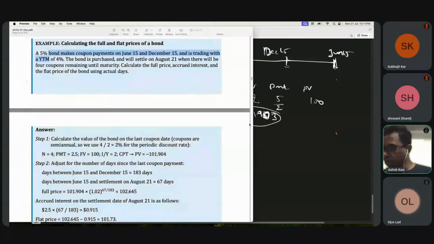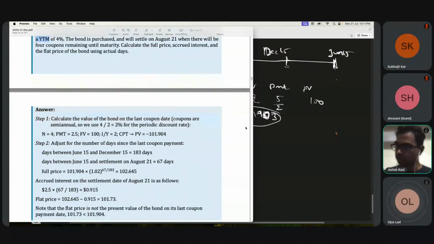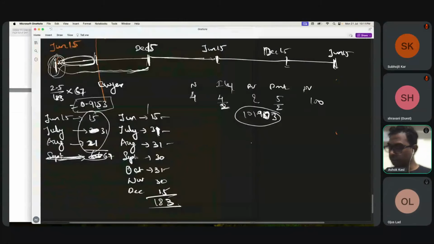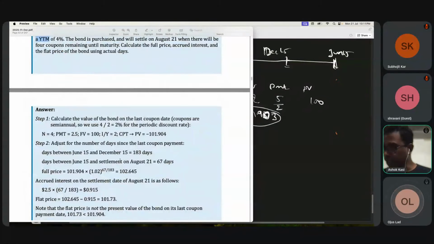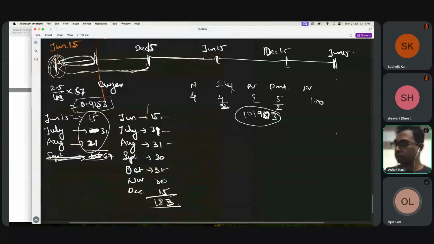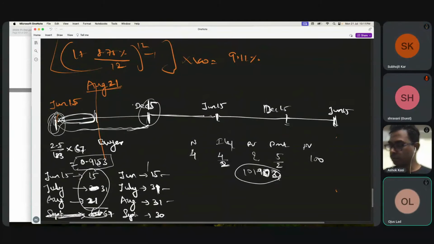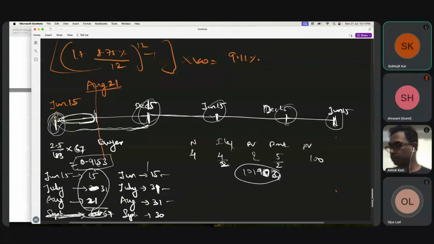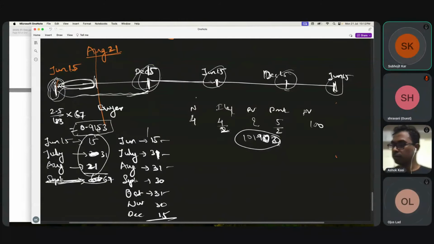Yeah, 101.903. Now, I'll take this book answer 101.904. So why did we take N as 4? Because after 4, 3, 1, 2, 3, okay. 4 times compounding. This is semi-annual. Semi. Sorry, quarterly, right? No, this is semi. 4 times compounding, right? Quarterly. Okay, so that's why N is 4.